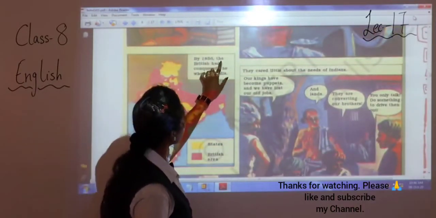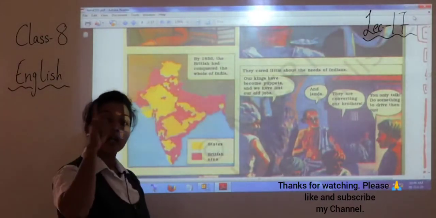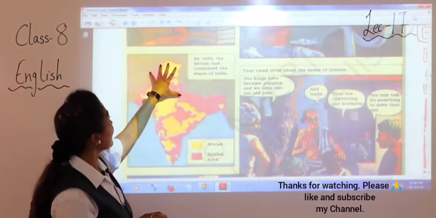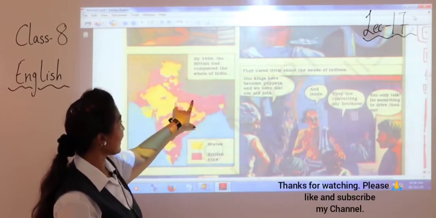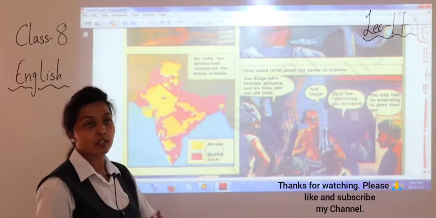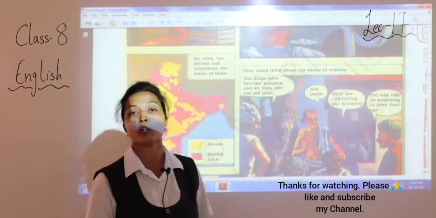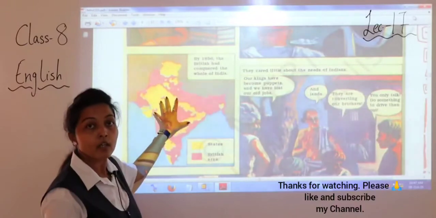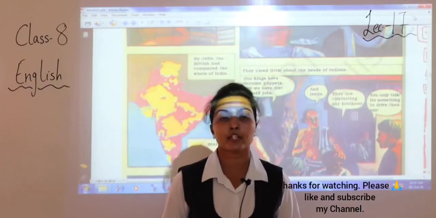By 1856, the British had conquered the whole of India. Now, earlier when the chapter started, at that time also we saw a map. In that we saw the yellow part, which is the Indian princes, and the red is the British area. But now you see the situation. After this many years, most of the area has been conquered, won by the Britishers. This we can clearly see from the Indian map. Yes, most of the area is won by the Britishers.